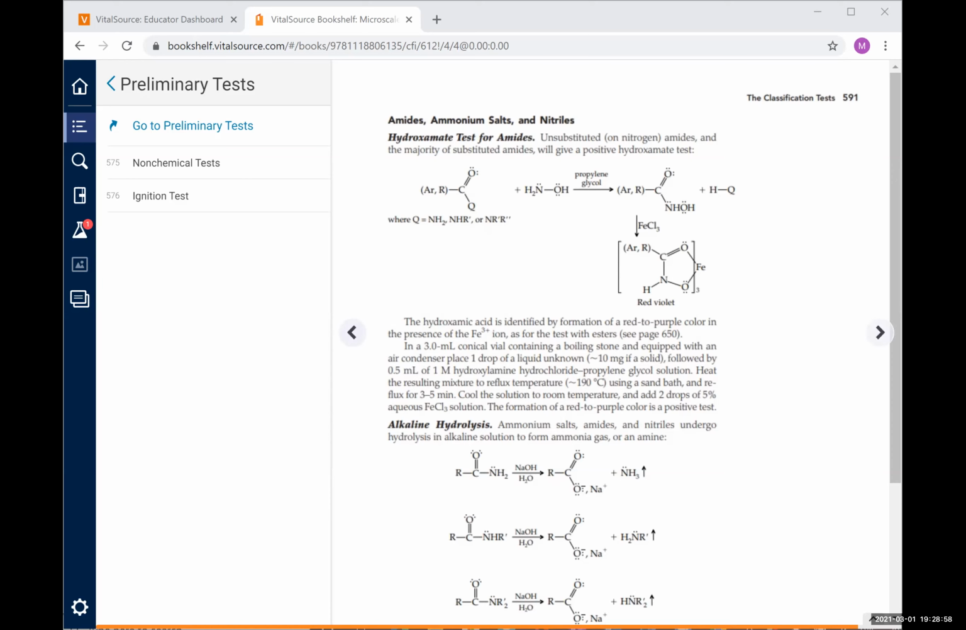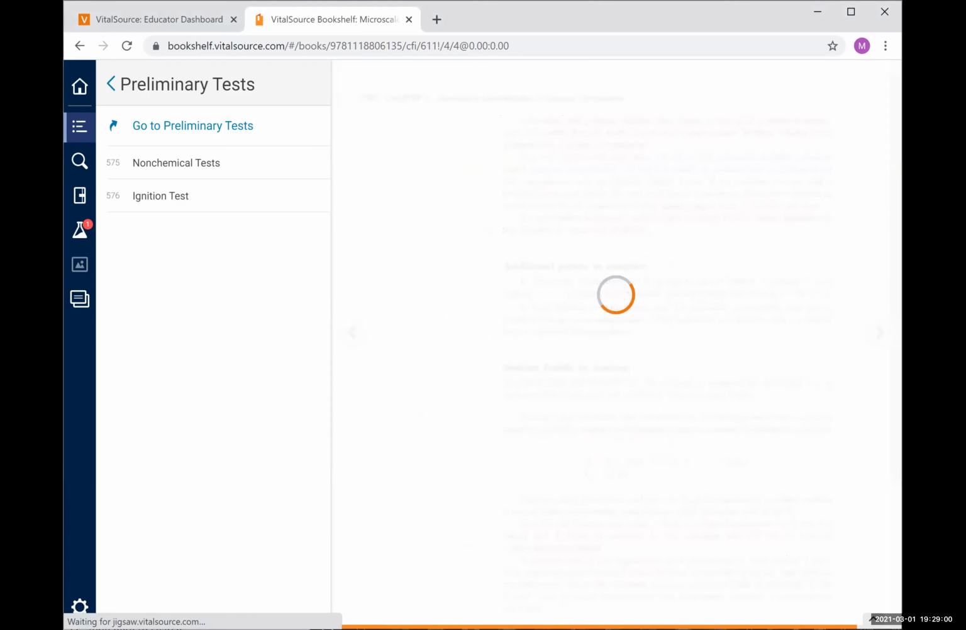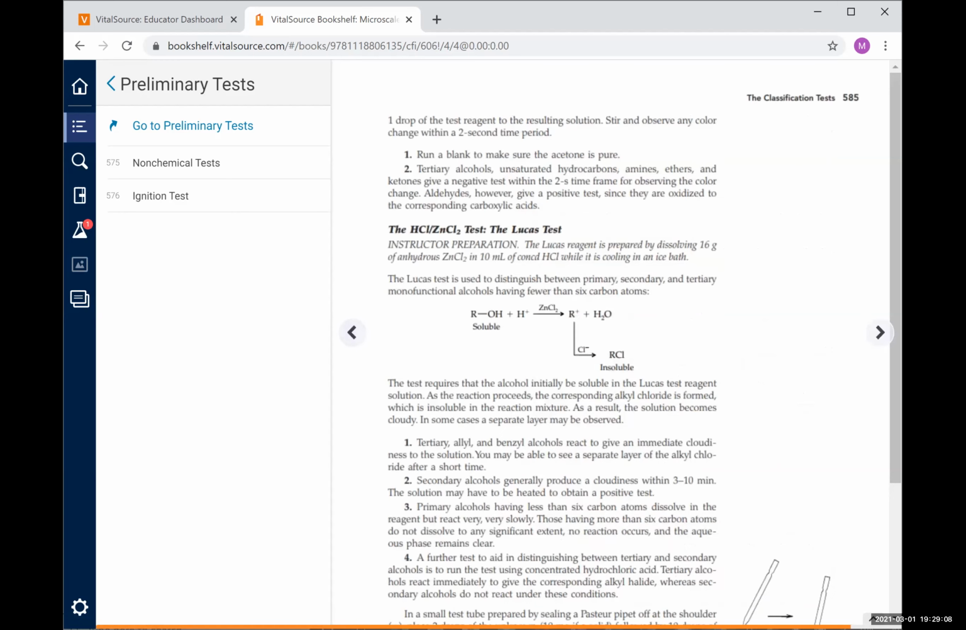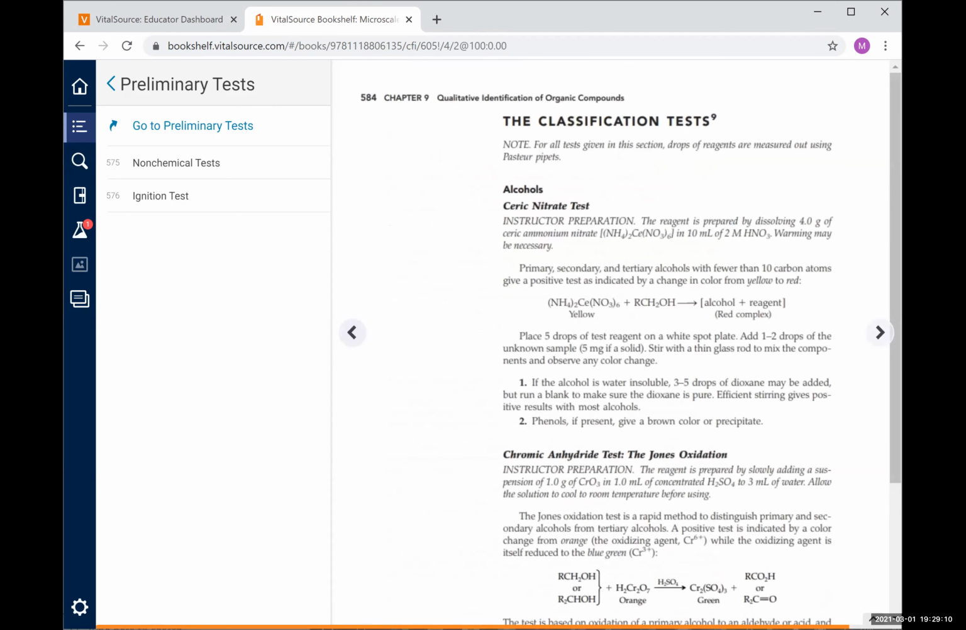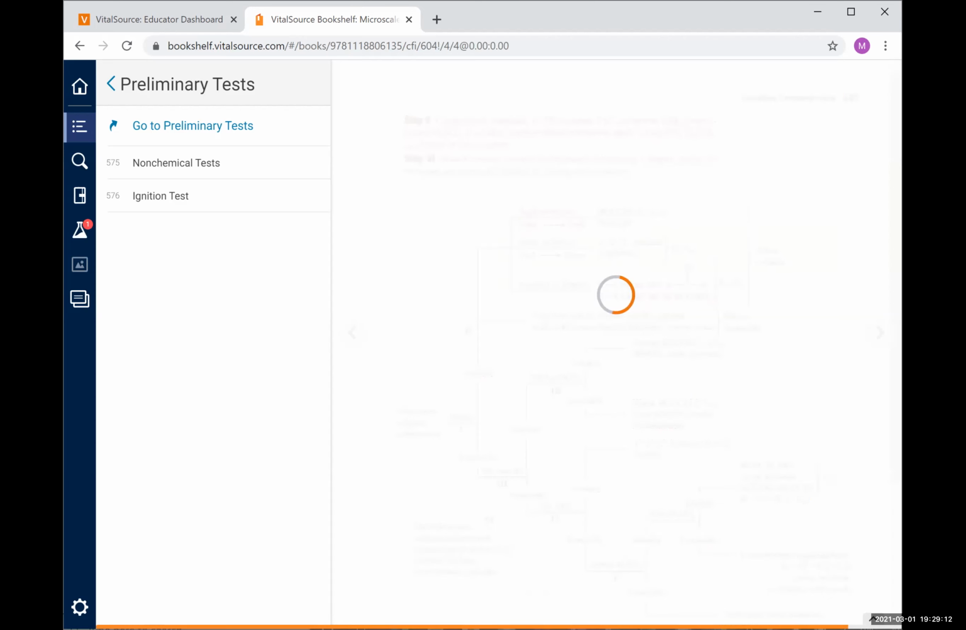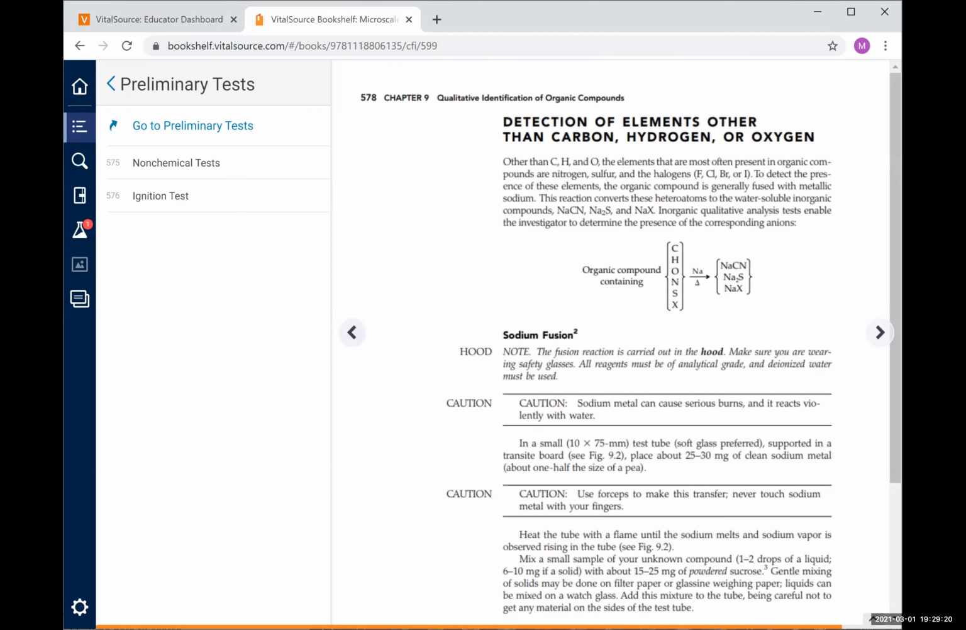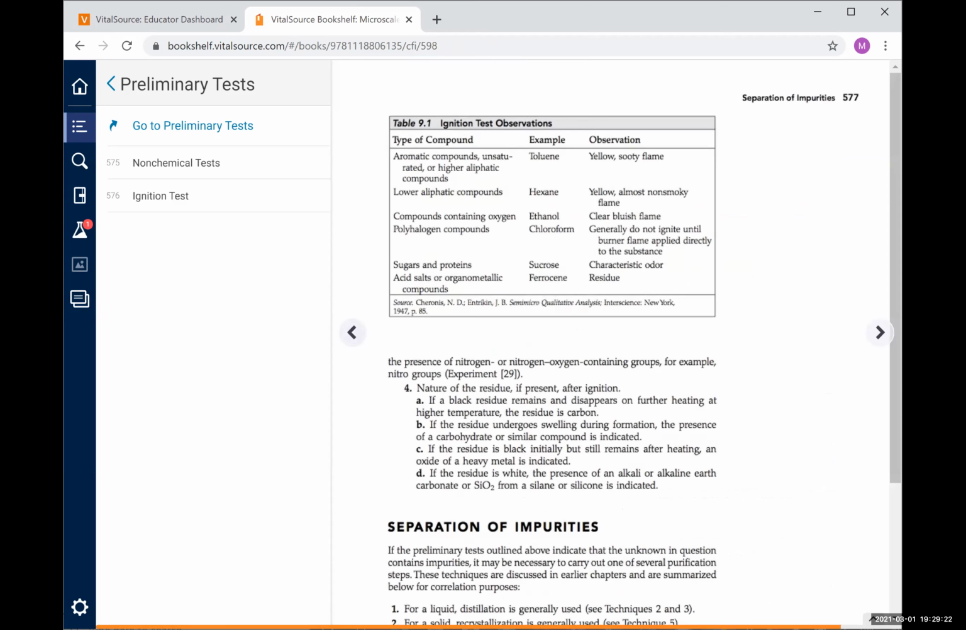Let's keep going now and let's talk about the one other test that we're doing. We're not doing sodium fusion. That test is a bit jumpy and requires dealing with sodium at high temperatures. So instead, we'll be using the alternative test, which is the soda lime test. And I'm pulling that up right now.